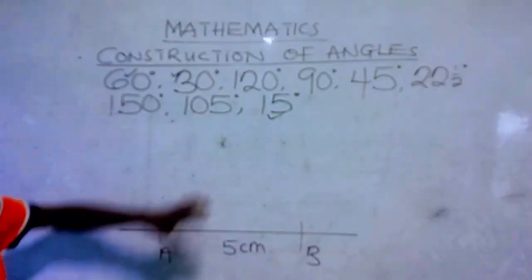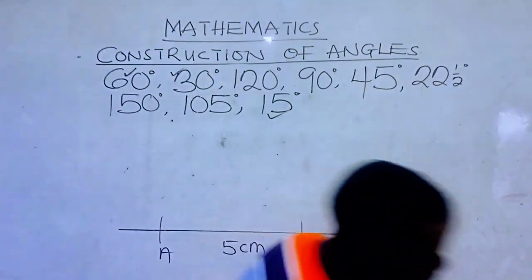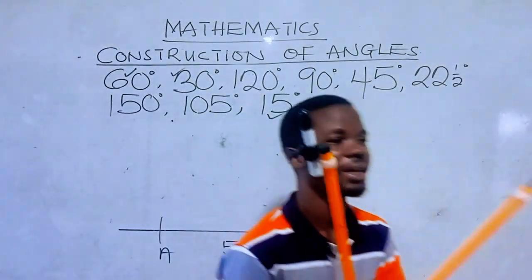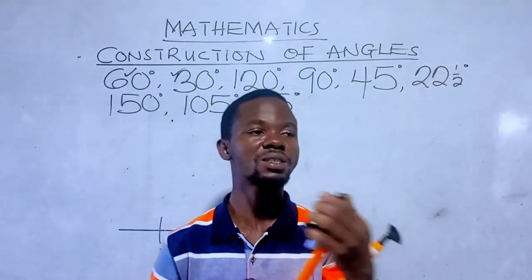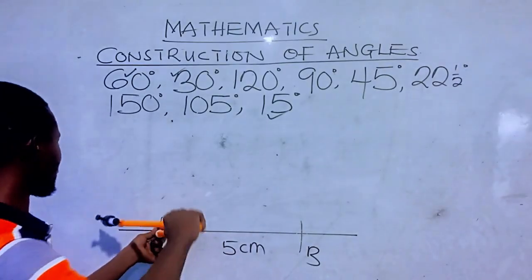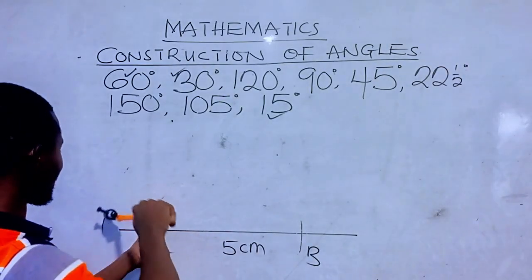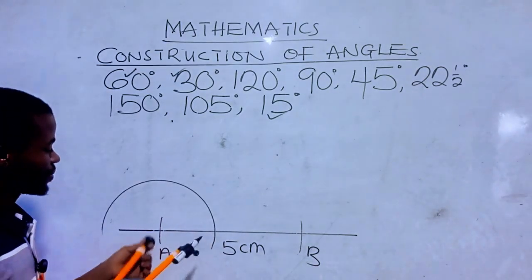I'm constructing 120 degrees at A. So I'll take my compass like this. I'll open to a reasonable radius like 2 centimeters. Then I'll stand at A. So I stand at A and I make an arc like this.